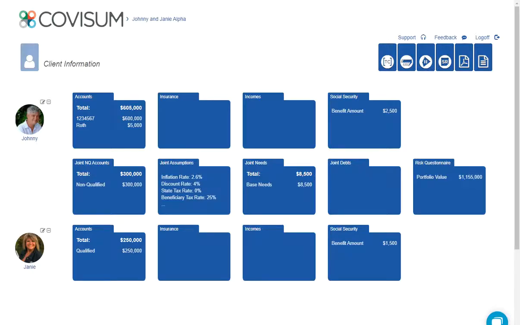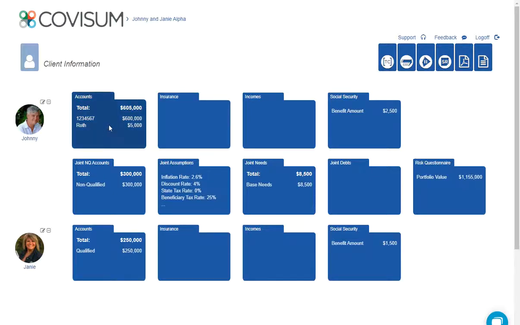This is the home screen of the Covisum portal. And of course, you'll notice all the Covisum tools from Social Security timing and tax clarity to SmartRisk and the overall retirement income planning tool, Income Insight. I'm going to focus quickly on the elements that are important to SmartRisk.